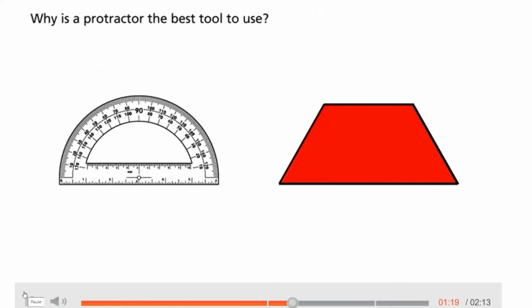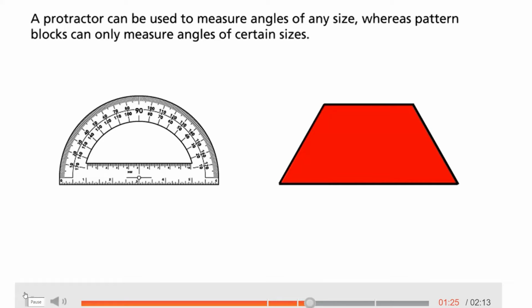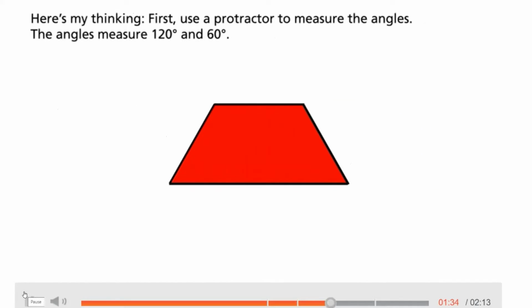Why is a protractor the best tool to use? A protractor can be used to measure angles of any size, whereas pattern blocks can only measure angles of certain sizes. Here's my thinking. First, use a protractor to measure the angles. The angles measure 120 degrees and 60 degrees.